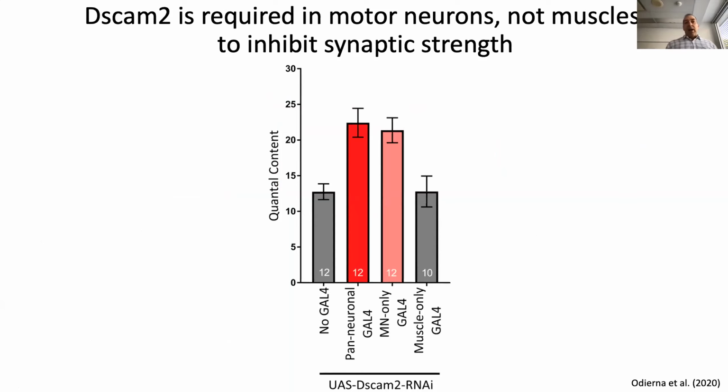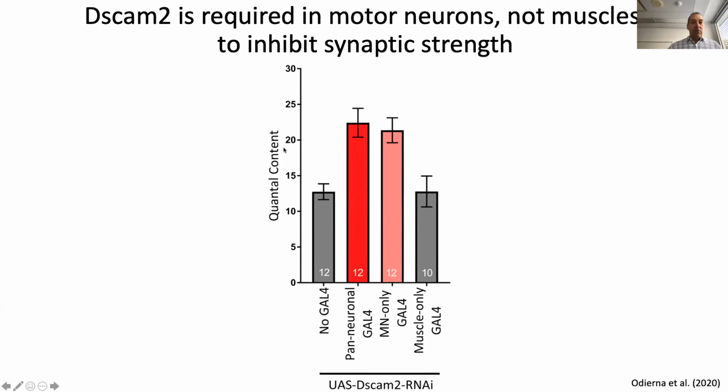Okay, so the bottom line then was that DSCAM2 seems to be inhibiting synaptic strength, and we wanted to know, is it DSCAM2 in the motor neurons, or is it DSCAM2 in the muscle? Because remember, this is a homophilic binding protein. So we used an RNAi to specifically knock it out from different cell types.